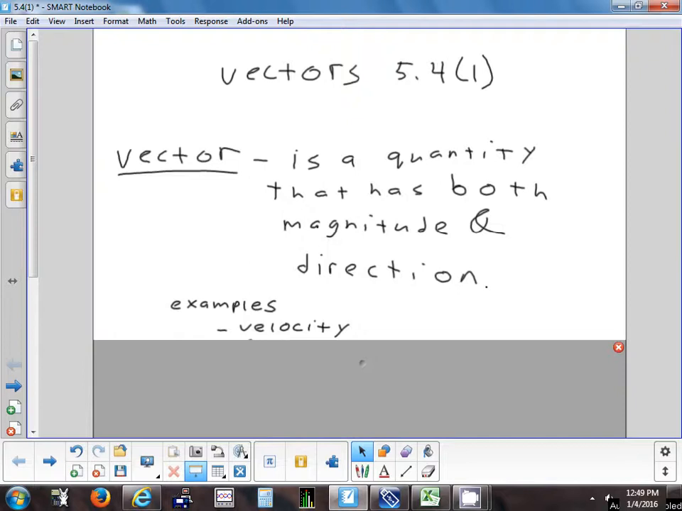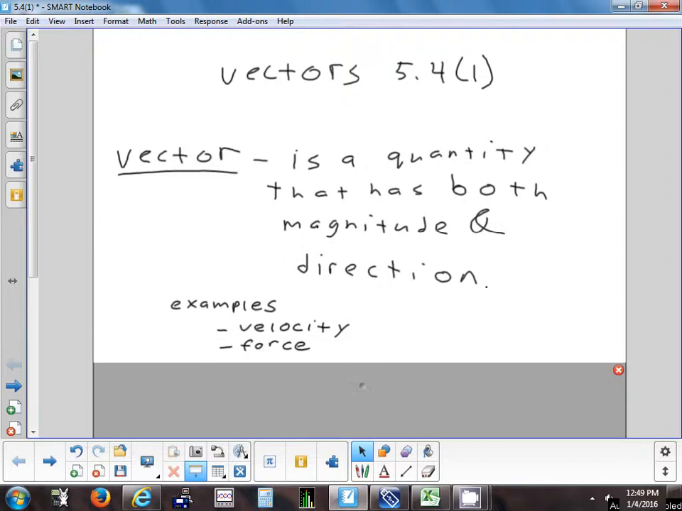So some examples you might see are velocity. Okay, another example is force. We're going to do a little bit with force tomorrow. But you can think of a force as like the magnitude is how hard you're pushing, and the direction is, well, the direction you're pushing. You're pushing down, and you're pushing up on something. Okay.